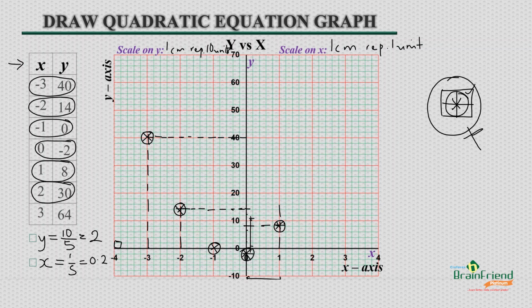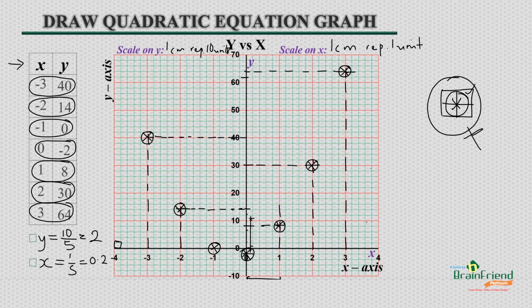Next is 2 and 30. When x is 2, y is 30. Let's also trace from 2 up to 30. Where they intersect, add your cross and then circle it. Lastly, when x is 3, y is 64. Let's trace that. Trace from 3 up to 64. Since this is 60, here is 62, and here is 64. So we trace from here. Where they intersect, make your cross and then circle it.